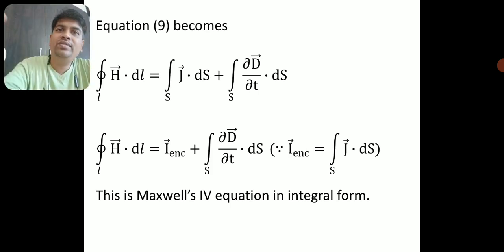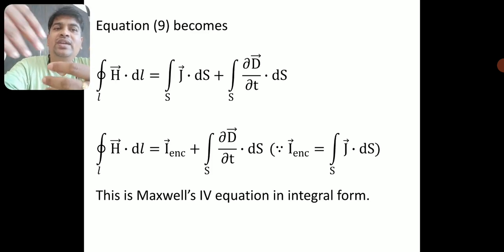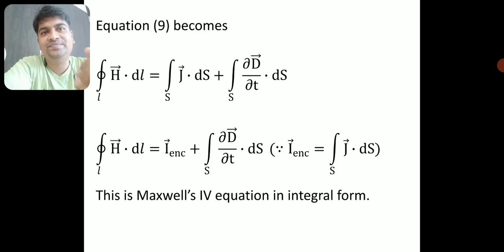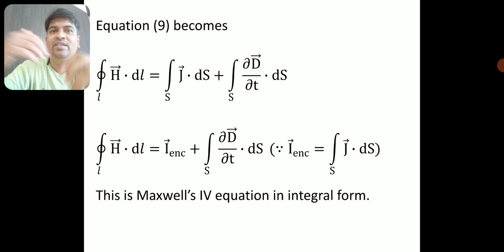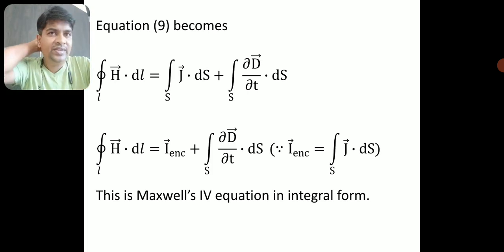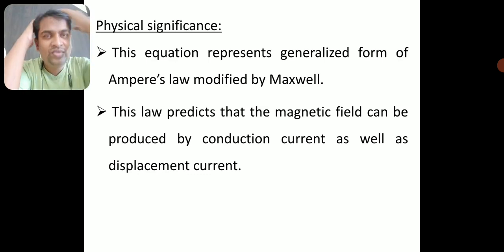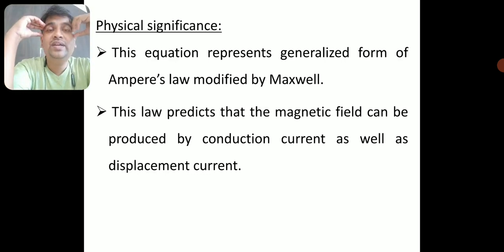I have derived the differential form and I further continued. I integrated this over the surface and I got the integral form of Maxwell's fourth equation. It is enough if you stop at the differential form itself. Now I need to give an explanation about the equation which I got finally, the physical significance of this.